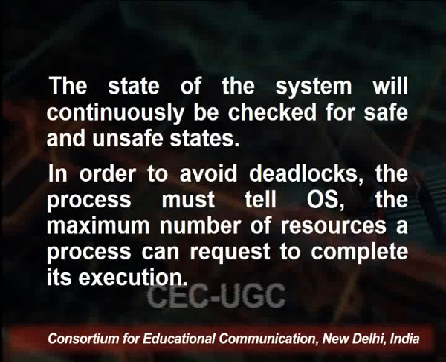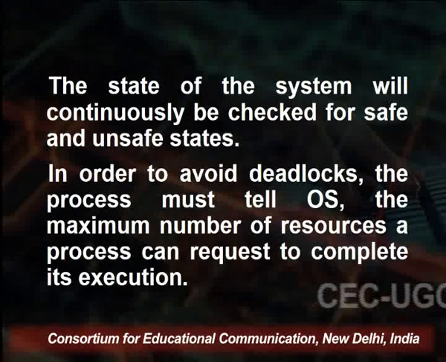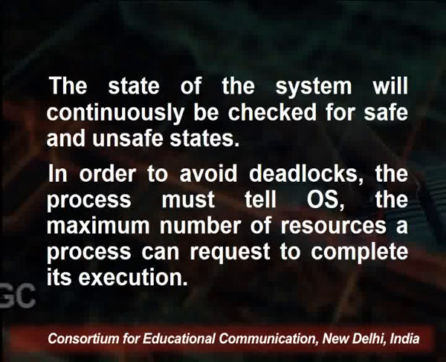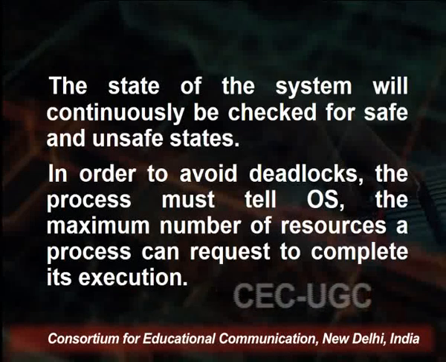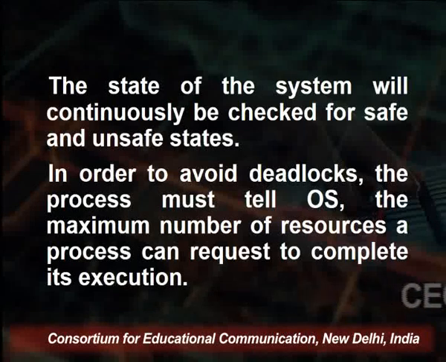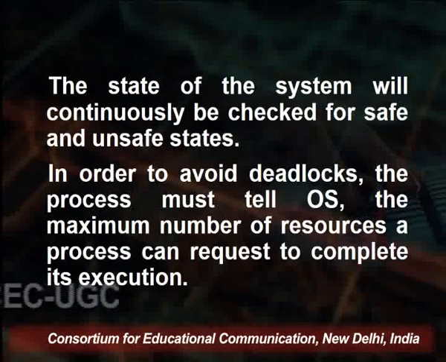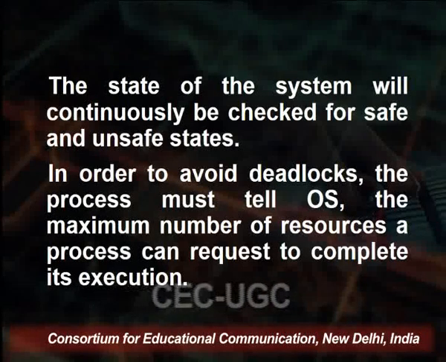Now what do we need to do? We need to check the state of the system at every point of time. What do we need to check in the state of the system? It will be checked for the safe and unsafe state. A safe state says that the system is not entering into a deadlock, while the unsafe state is when the system is entering into the deadlock. So at every point of time, the system has to be checked whether it is in a safe state or an unsafe state.